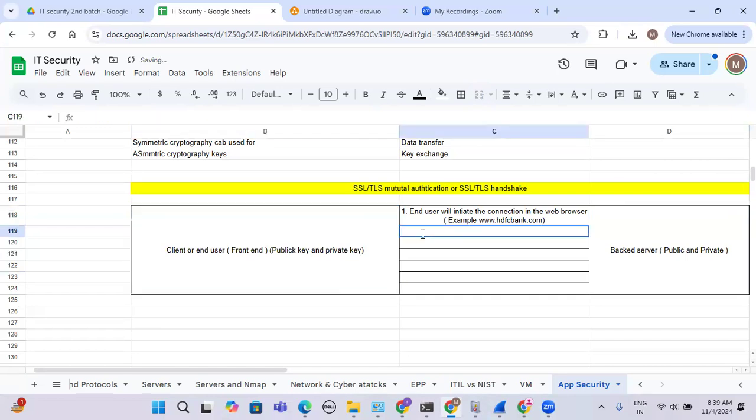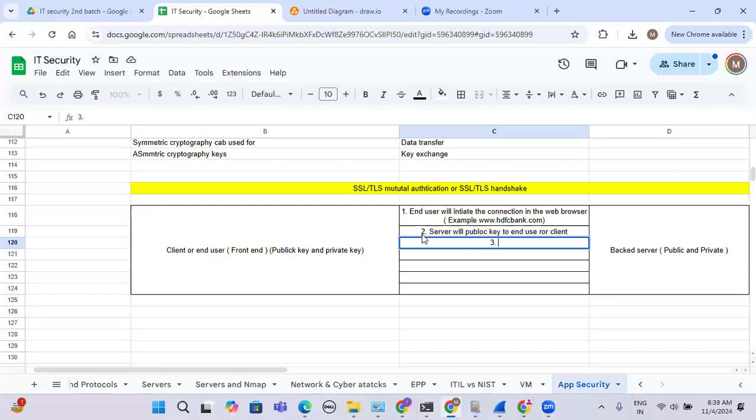Now, what is the second step here? Once the end user initiates the connection through any web browser to the website he wants to access, the backend server can share the public key with the end user. So the server will send the public key to the end user or client. That is the second step, because the public key is a shareable key. The private key we should not share.